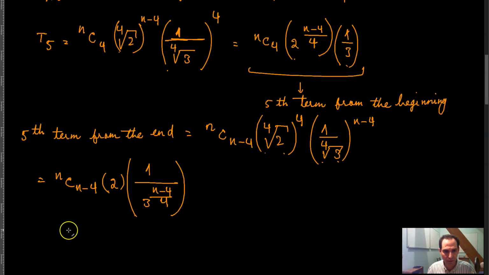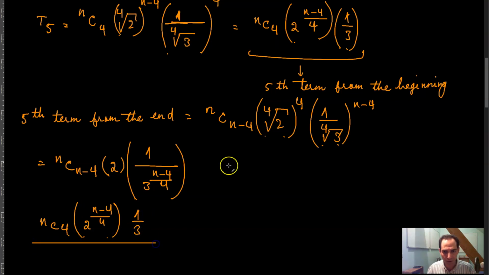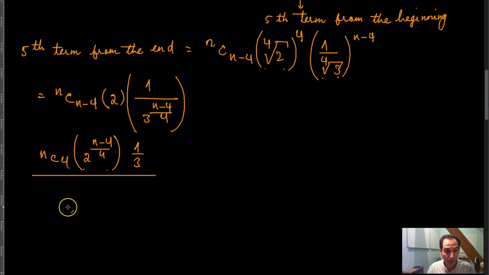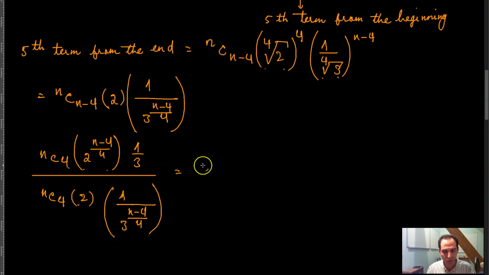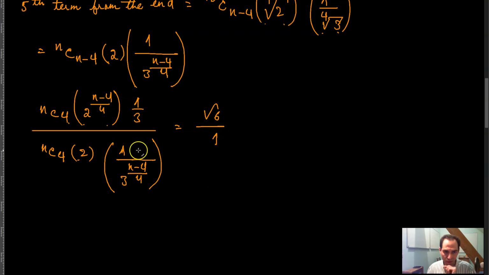That means that basically n combination 4, 2 raised to the power (n minus 4)/4 times 1/3, divided by n combination 4 times 2 times 1 over 3 raised to the power (n minus 4)/4, is equal to square root of 6 to 1, or you can just call it square root of 6.